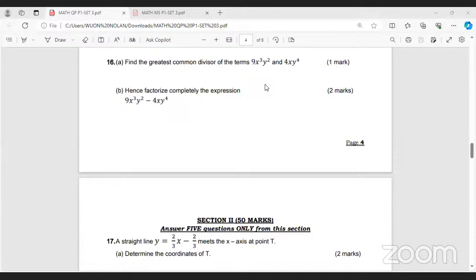So it means you can get the square root of the first part, which is 3x, and the square root of the second part, which is 2y. Then you put them in two brackets, one with a plus and another one with a minus. So there is 3x plus 2y and 3x minus 2y. That is the factorization of what is inside the bracket.